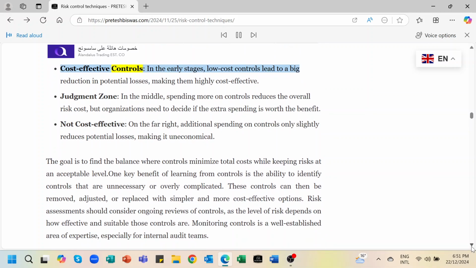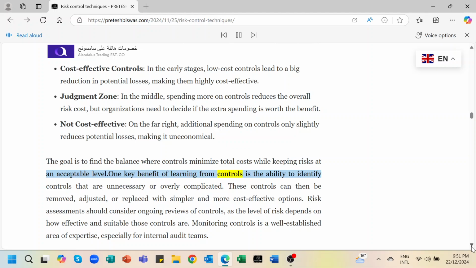Cost-effective controls. In the early stages, low-cost controls lead to a big reduction in potential losses, making them highly cost-effective. Judgment zone. In the middle, spending more on controls reduces the overall risk cost, but organizations need to decide if the extra spending is worth the benefit. Not cost effective. On the far right, additional spending on controls only slightly reduces potential losses, making it uneconomical. The goal is to find the balance where controls minimize total costs while keeping risks at an acceptable level.